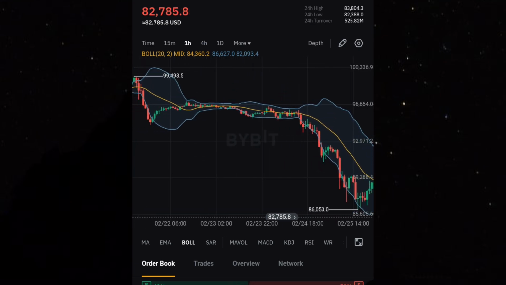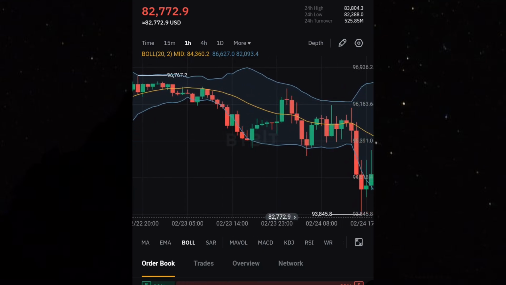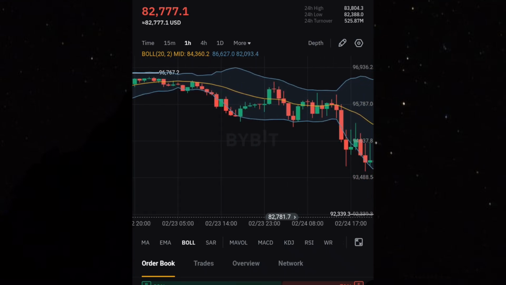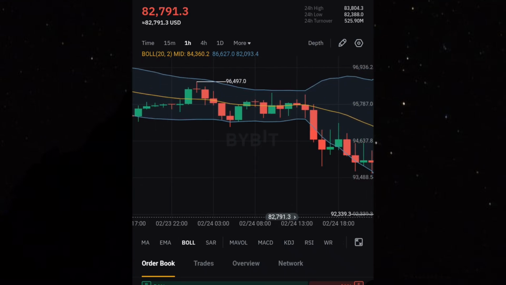Here is another slim band again. Now, remember I told you when you find a slim band, you're waiting to see where the price is going. Of course, from here, you have seen that the price is now tending to go down.